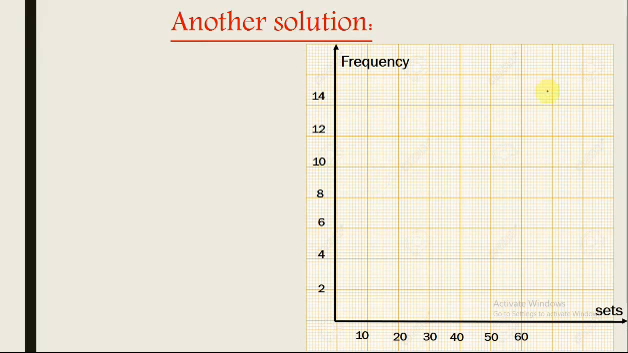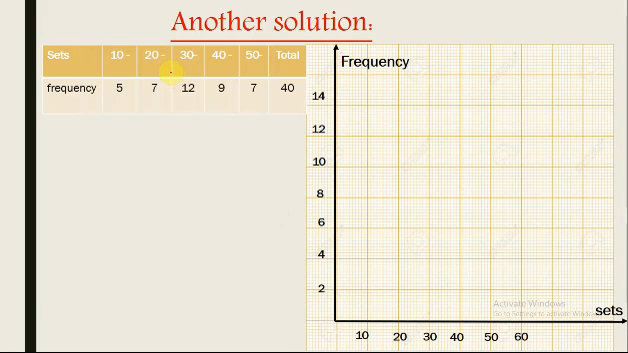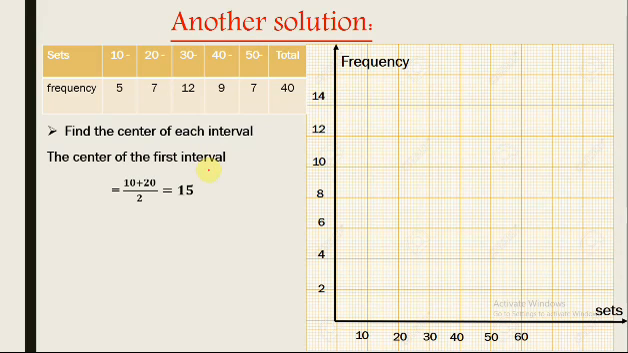But the frequency polygon has another way to solve it, or another solution, using the same graph with the same steps. If we have the same question, we are going to find the center of each interval. This time, we are not going to use the histogram. We don't need to draw the histogram. We just need to find the center of each interval. How to find it? Here is the rule.